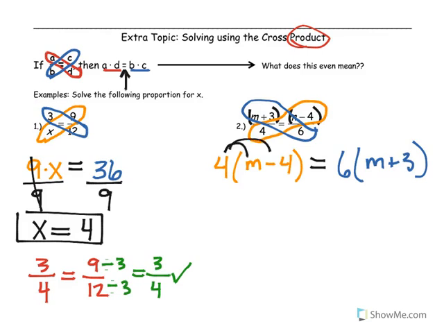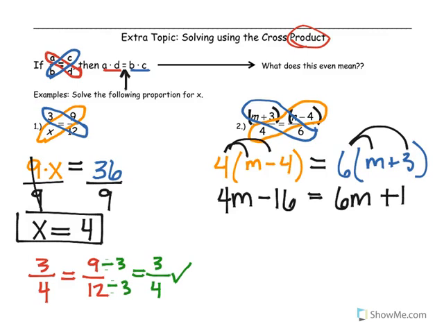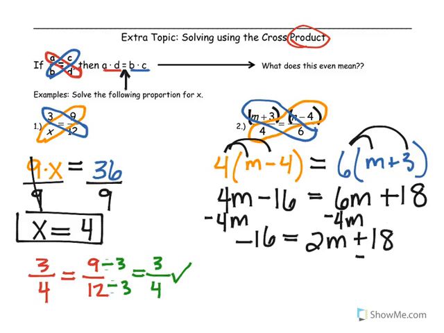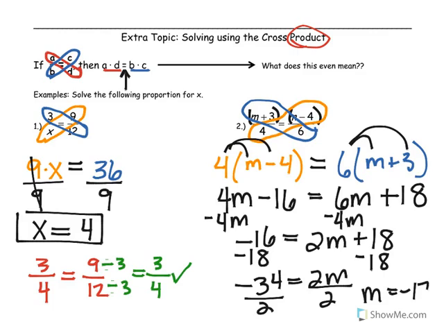So I'm going to distribute first. That's 4 times m, 4 times negative 4 is negative 16, equals 6 times m is 6m, 6 times 3 is a positive 18. Get my variables to one side, so bring the 4m over here. Negative 16 equals 2m plus 18. Subtract 18 from both sides. That's negative 34 equals 2m. Divide by 2, divide by 2. M is going to equal negative 17. And there's my answer. Okay?